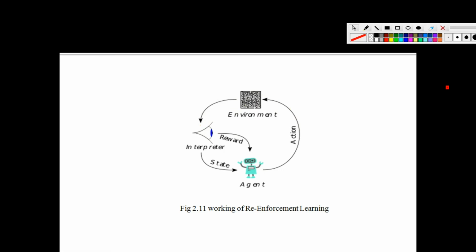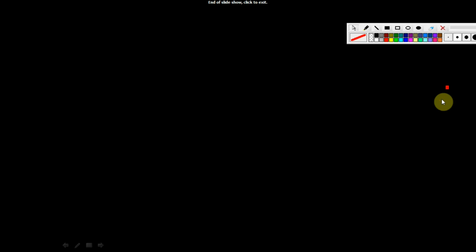If a reward is not given, then definitely a penalty will be given. If the penalty is produced, then the interpreter will change the state of this agent, stating that the action which you have performed previously is not correct. You need to change your action in order to arrive at the correct solution. So that's the whole basic idea of how reinforcement learning works, guys. I hope you understood this one, right?